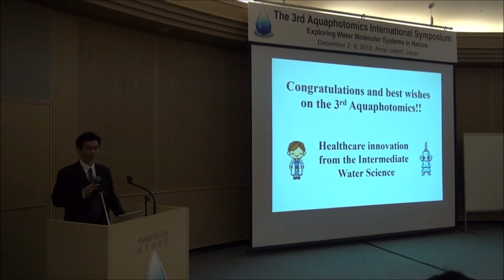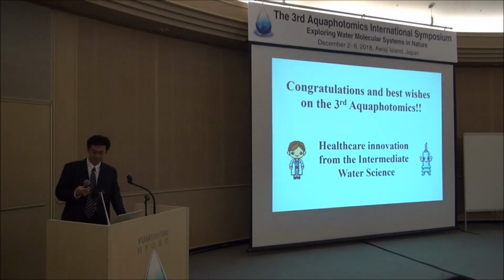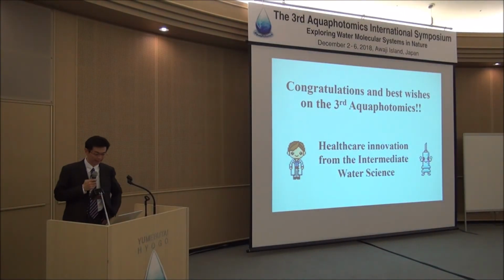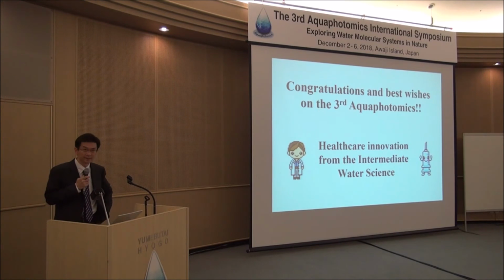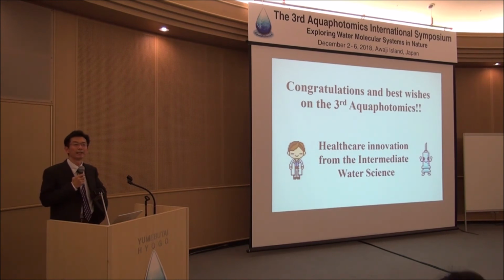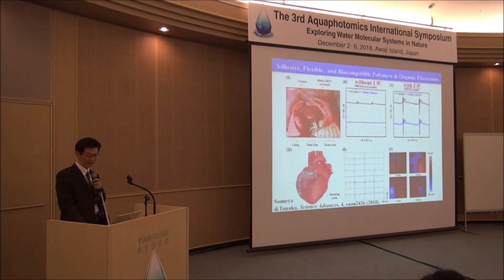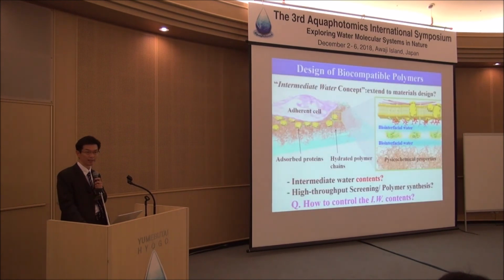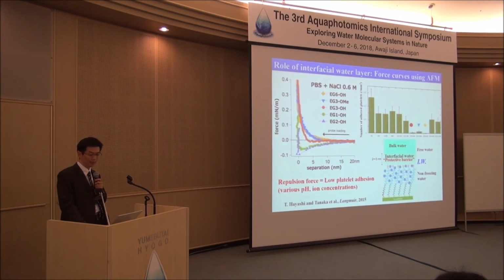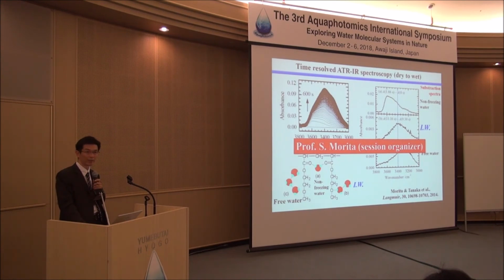For the discussion, yes. Hi, Professor Tanaka Sensei. Thank you for your always inspiring presentation. I just have one general question. Among all the polymers, maybe including biopolymers as well, you show high content of intermediate water. What are the commonalities among those polymers, chemical structure-wise? You mean the relationship between the chemical structure and the intermediate water content?